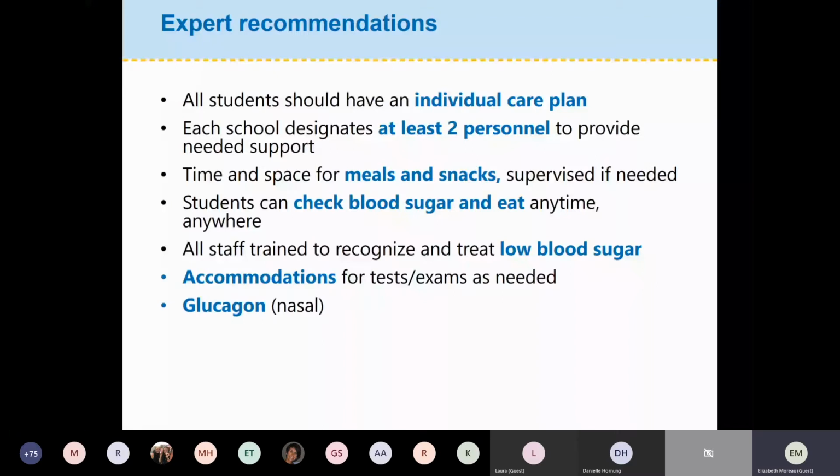We want to make sure that there are accommodations for exams and tests as needed, particularly for older kids. And since we've last gathered, we've had a wonderful new product on the market, nasal glucagon, also called Baqsimi. We want to make sure that that's available at schools. Before Baqsimi, we would be talking about the challenges of injectable glucagon. We don't have to. So hopefully your clinic has given you a prescription for Baqsimi. If they haven't, by any chance, by all means, ask them, and it should be fairly easy to receive.